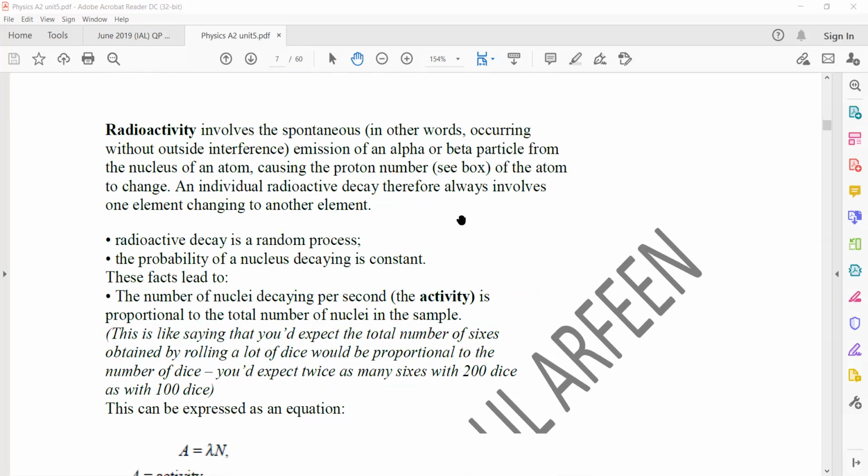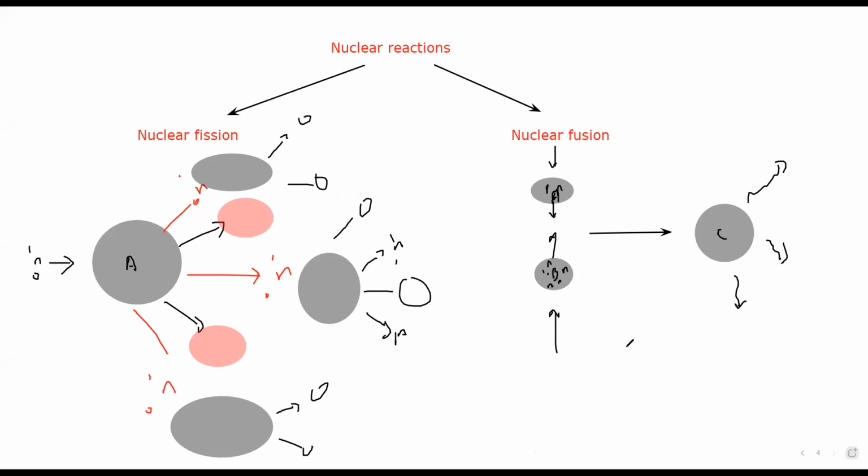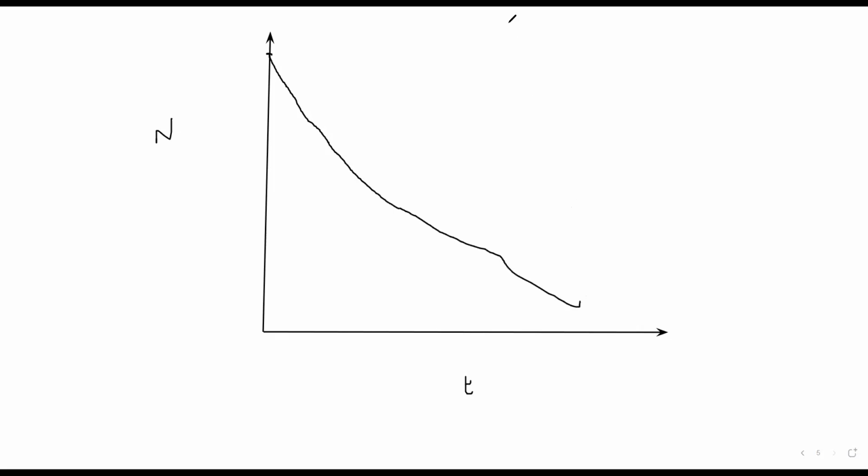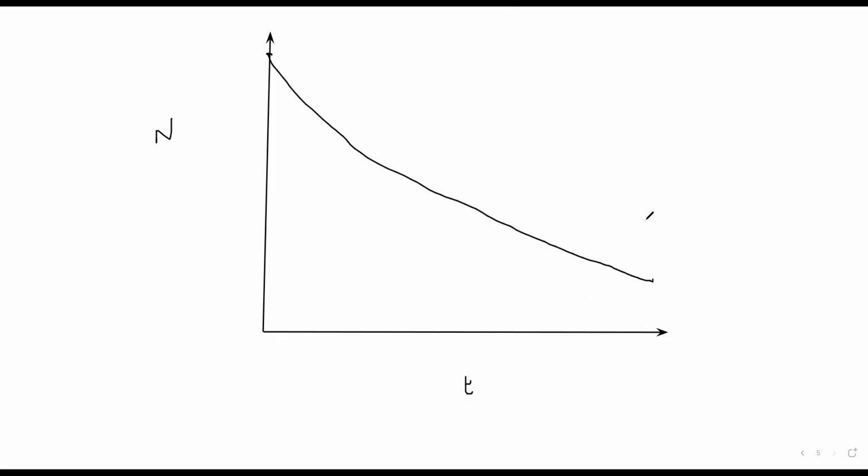And radioactivity is the random or spontaneous disintegration or dissociation of the nucleus. It is a random process. And if we sketch a graph for the number of radioactive nuclei with respect to time, it's an exponential change. So if we have number of nuclei against time, in the beginning we have the maximum, and with the passage of time it is decreasing.